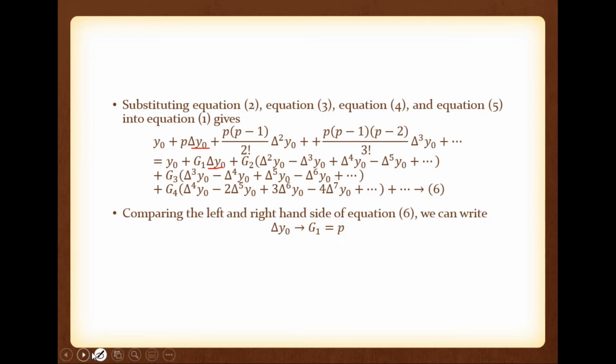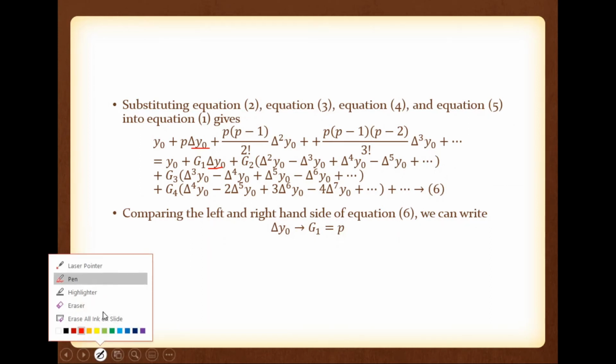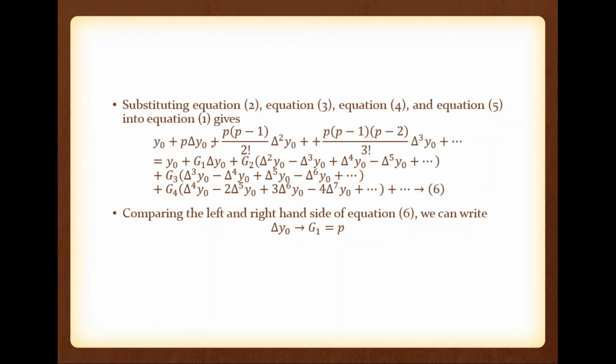Okay. So now compare the coefficients of delta square y0. In the left hand side, this is the coefficient of delta square y0, p into p minus 1 divided by 2 factorial. Right hand side we have only one delta square y0. So what is g2? g2 is equal to p into p minus 1 divided by 2 factorial. So please note, g1 is p, g2 is equal to p into p minus 1 divided by 2 factorial.